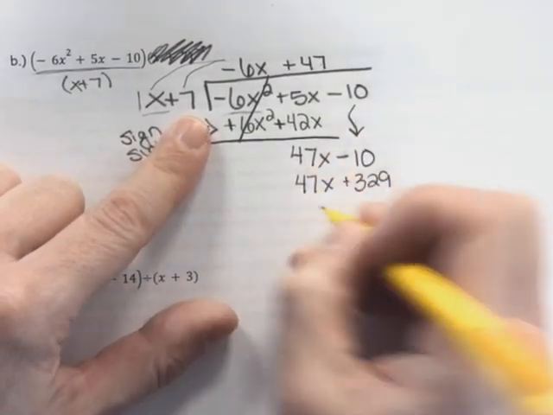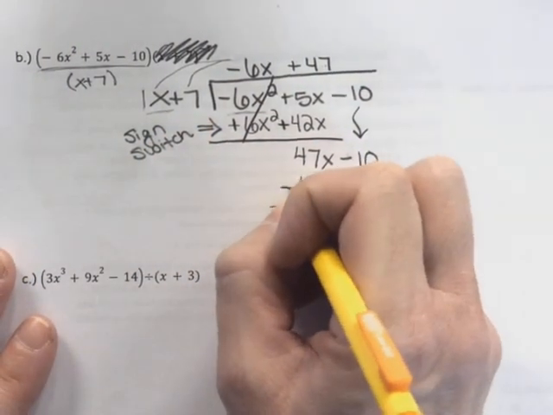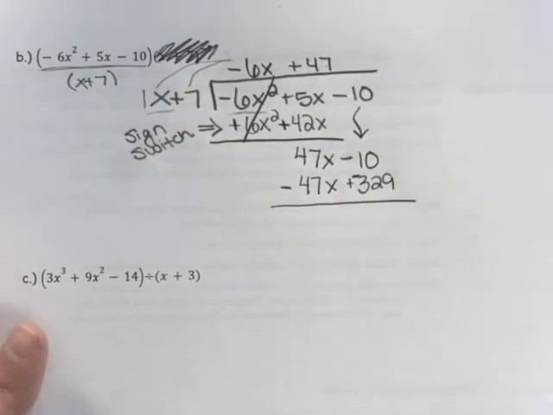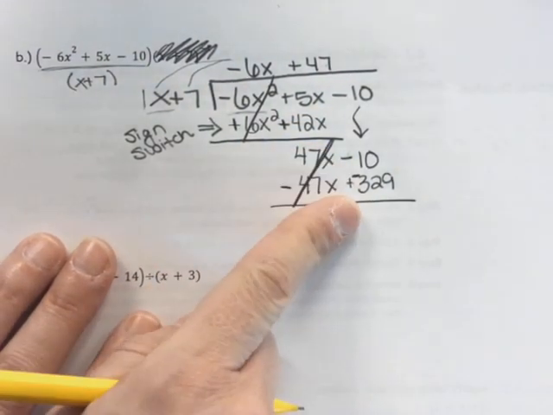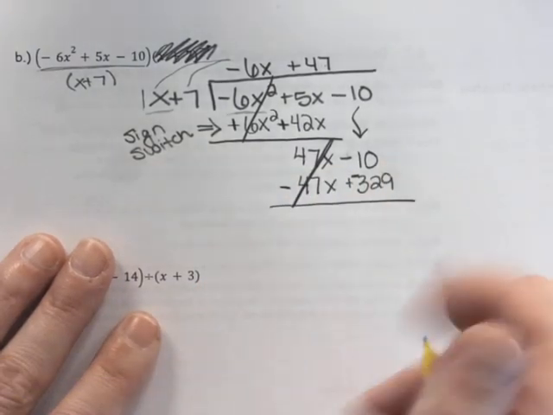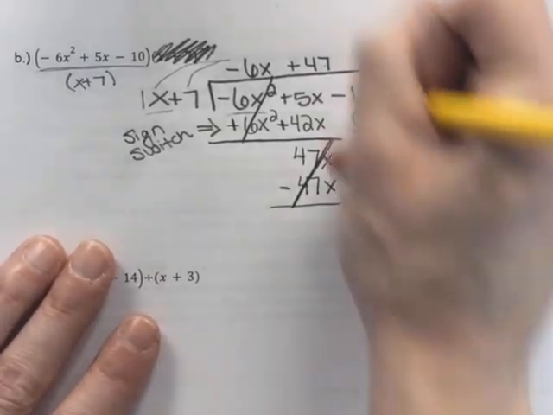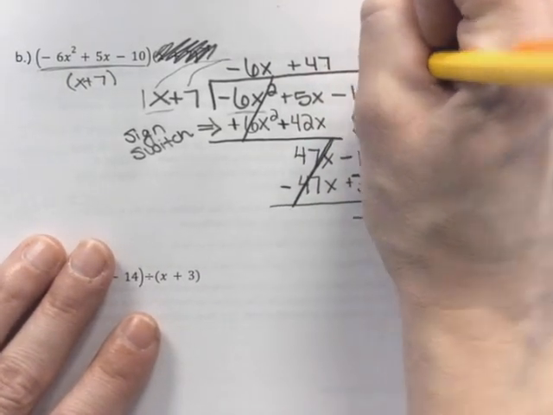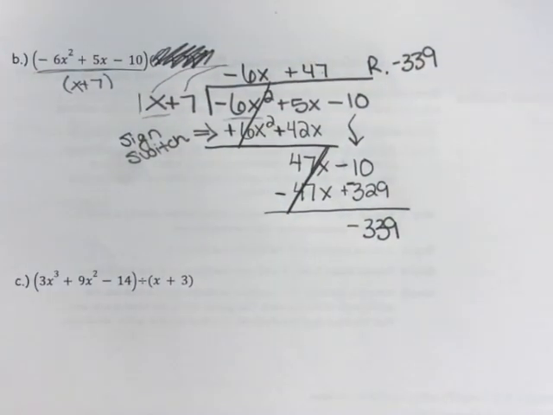329. Okay. Now, I need to switch both my signs, so negative and a negative. What happens to my 47 x's? They cancel. Negative 10 minus 329 more. What's that going to be? Negative 339. So normally we would come back up here and say remainder negative 339.